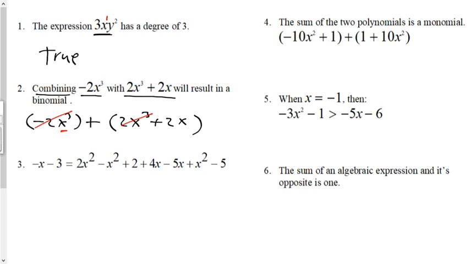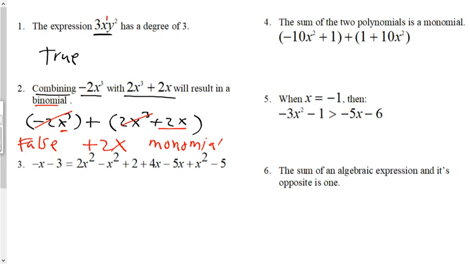When I combine those two, we know from experience those are algebraic zero pairs, which results in a cancellation of 0, leaving me with just positive 2x as an answer, which means it's false. It ends up being a monomial, not a binomial.